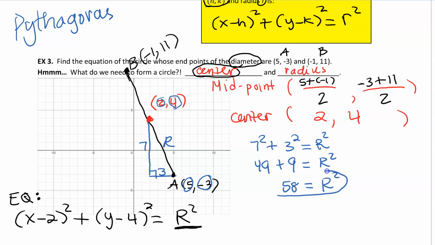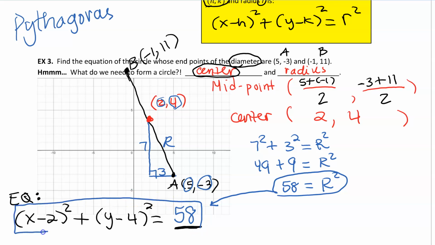Where does that go? Right there, 58. So there is the equation of the circle. Now, if you had to, you can say, I'm going to square root both sides, so the radius is square root of 58, which is 7 point something, because square root of 49 is 7, and square root of 64 is 8, right? So it's 7 point something. But the question was asking for the equation. So there's your answer. x minus 2 squared plus y minus 4 squared equals 58.